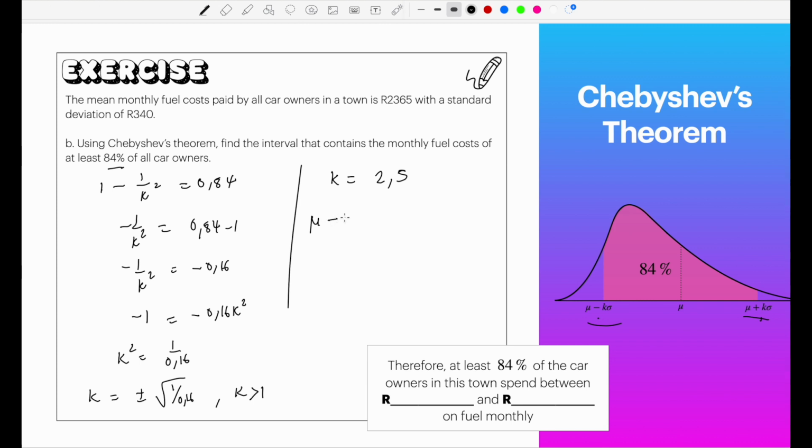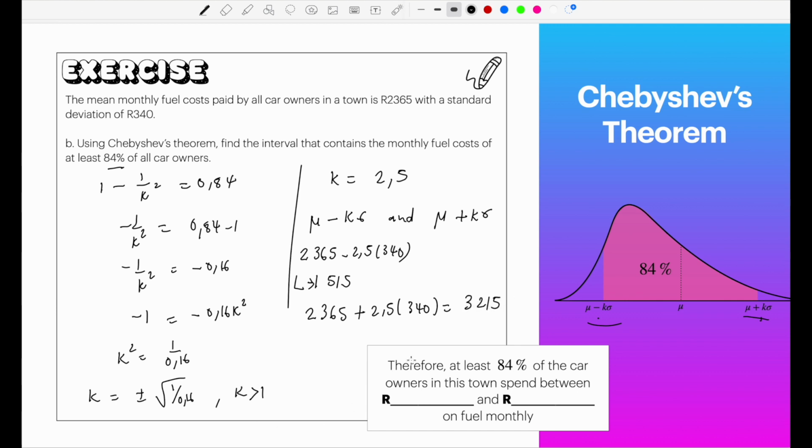So we have to find mu minus k sigma and mu plus k sigma. Let's substitute our values that we've just calculated, k, and also we do have the mu and the sigma. First things first, let's start with the interval to our left. That is 2,365 minus 2.5 times sigma, which is 340. And that should give you a calculator value of 1,515. This is the lower interval. So for your upper interval, substitute again. You have 2,365 plus 2.5 times 340, and this should give you a calculator value of 3,215.